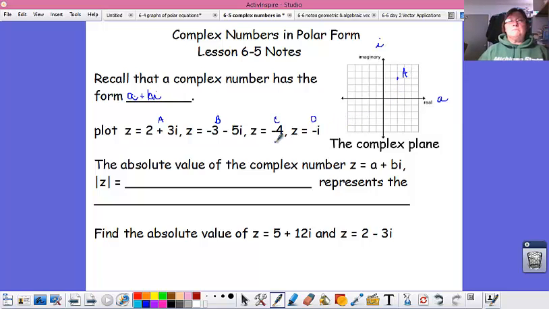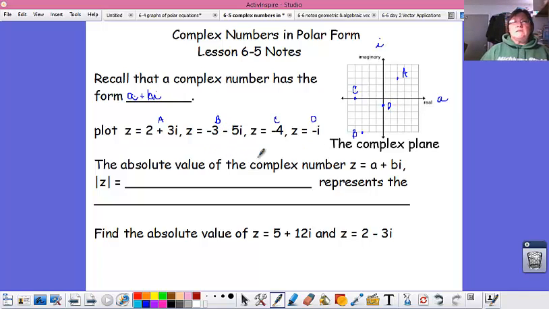Go ahead and plot point B. Yep, that's what I thought. 3 negative and 5 negative. This one, C, is just -4. No imaginary part to this one. So there's C, and if D is -i, that's -1i. So there's our fourth point.